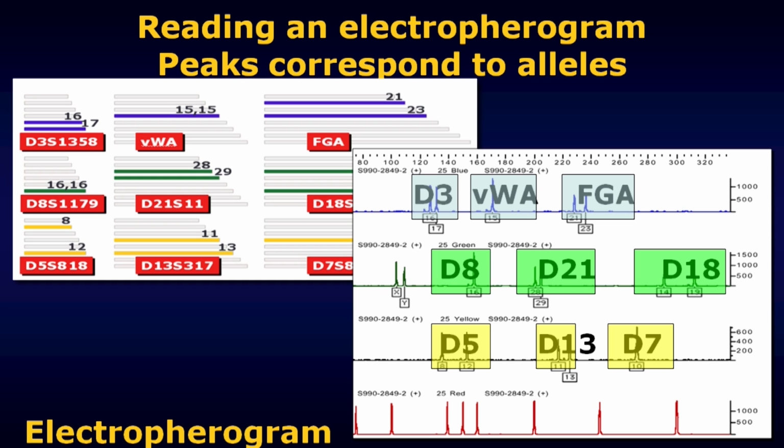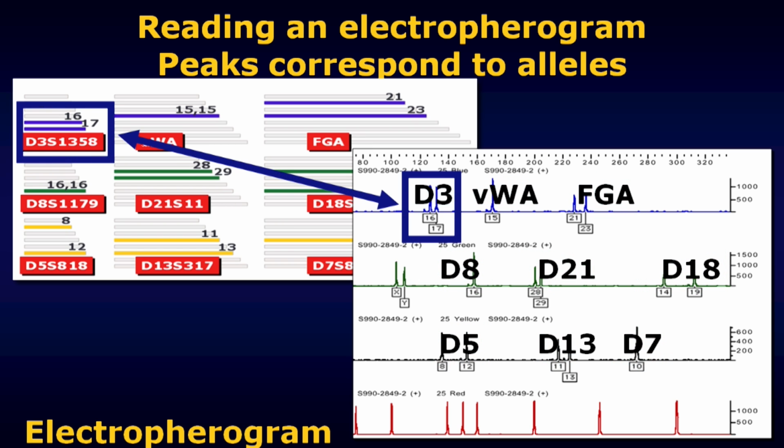Here's the thing that we think is interesting when we look at these electropherograms. Each of those peaks corresponds to an allele that was present in the DNA sample being tested. And here is exactly what I mean by that. If we look at the D3 locus, which actually has an even longer formal name, in this illustration, you can see there are 2 alleles present.